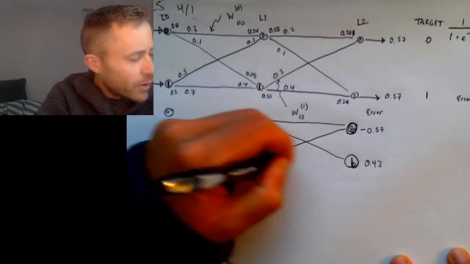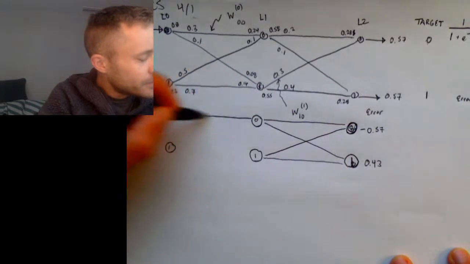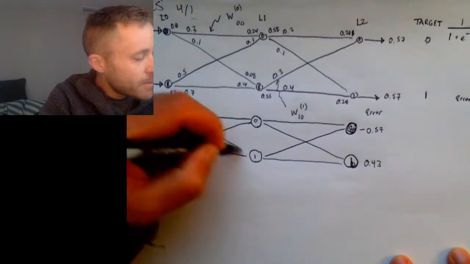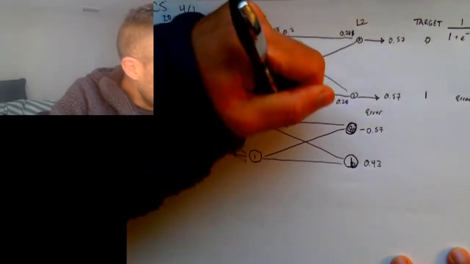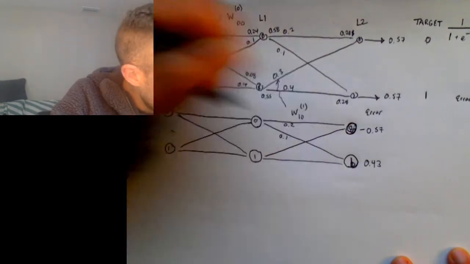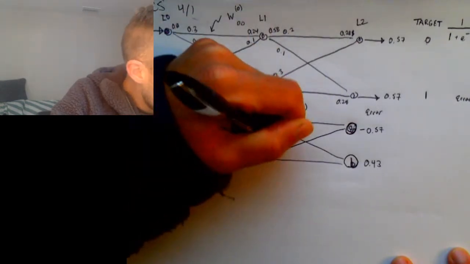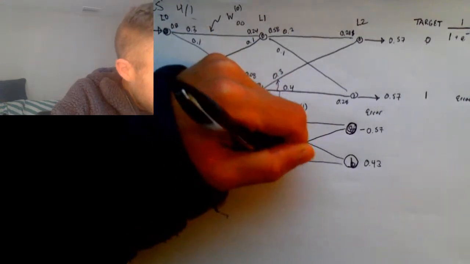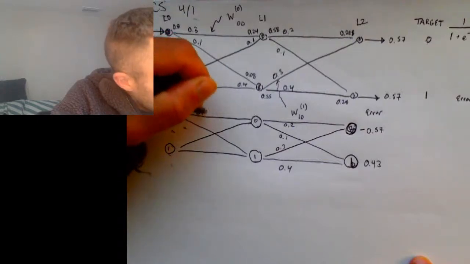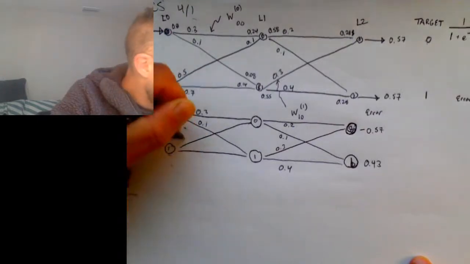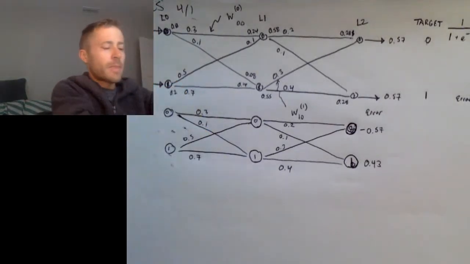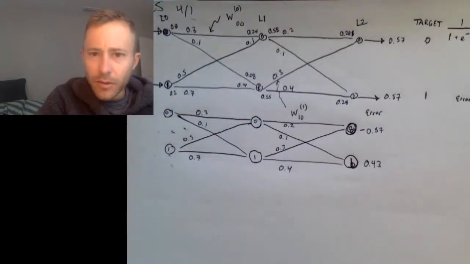I'm going to redraw this. Okay, so let me write down these links again. 0.3, 0.1, 0.5, 0.7. So now the thing is this.